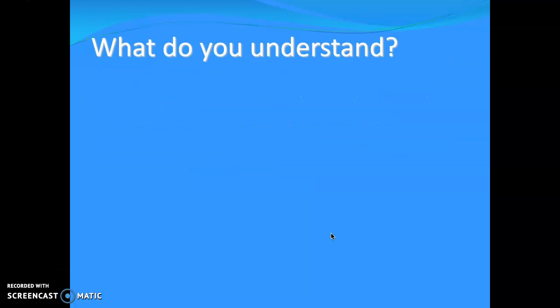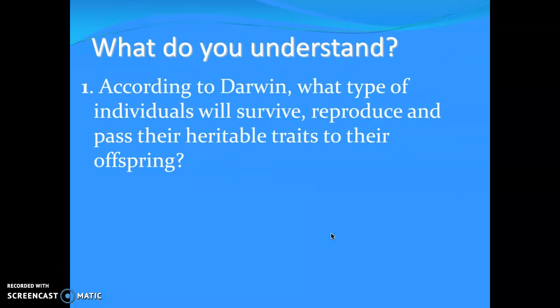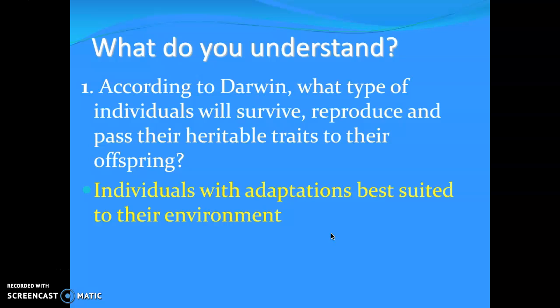So, what do you understand? According to Darwin, what type of individuals will survive and reproduce and pass their heritable traits to their offspring? Individuals with adaptations that are best suited to their environment. Good job.